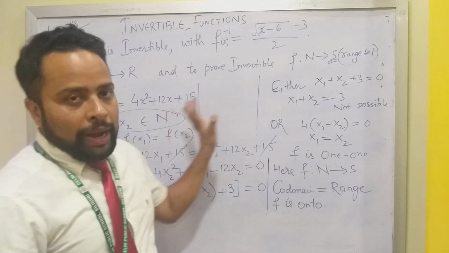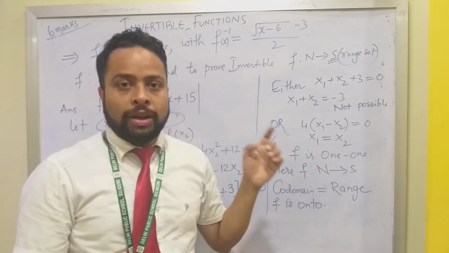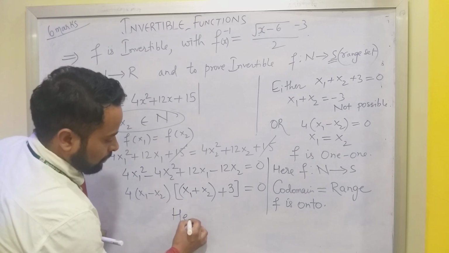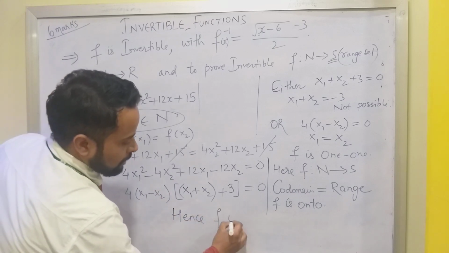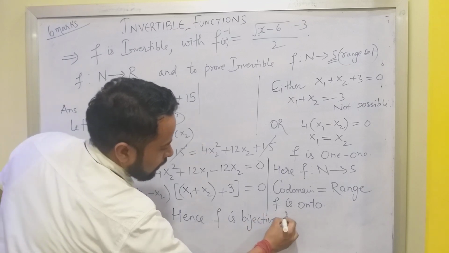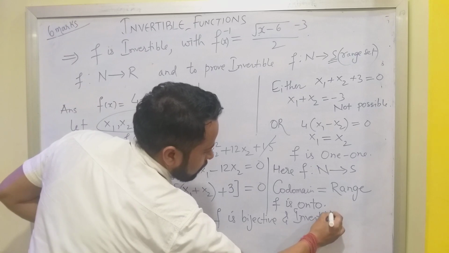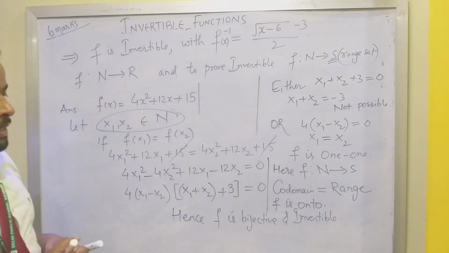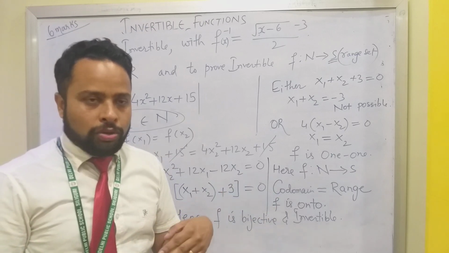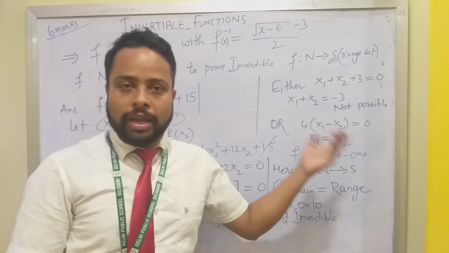Now the function is bijective because it is 1-1 as well as onto. When a function is bijective, it is invertible. Hence, f is bijective and invertible. Why is the function bijective? Because it is 1-1 and onto. When it is 1-1 and onto, what do we say? That the function is invertible.